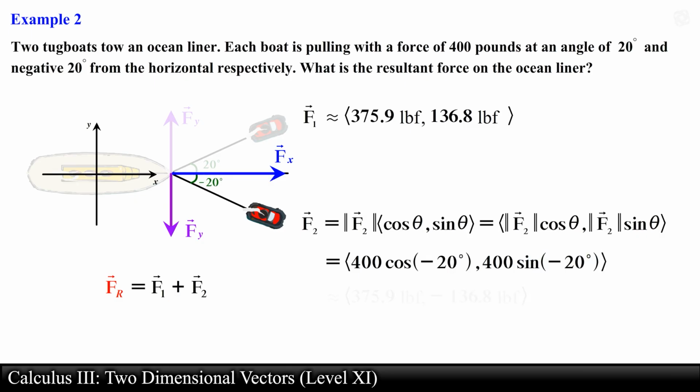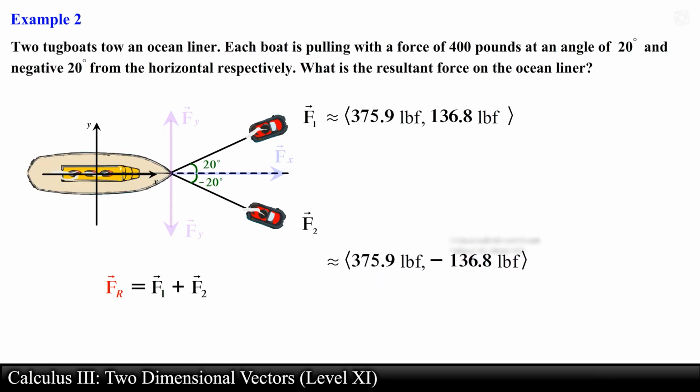Personally, I like to include the negative direction by analyzing the vectors on the drawing, as opposed to using the standard conventions for measuring angles. Alright, approximating the components, we obtain 375.9 pounds and negative 136.8 pounds for the x and y components, respectively.